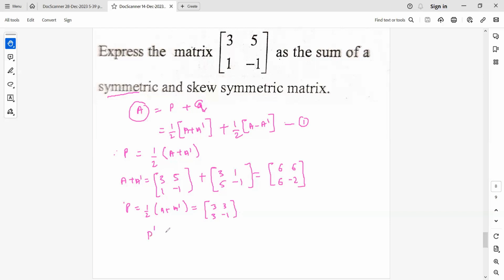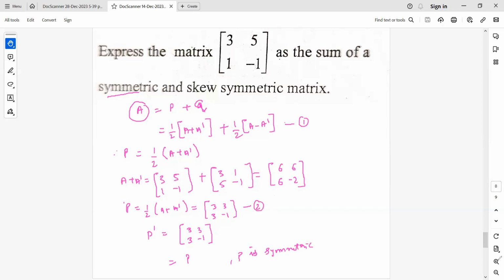So we are finding P dash here. P dash will be the transpose of this, converting rows into columns, so it will be [3 3; 3 -1]. This is P dash, and when you compare it with matrix P, the matrix P dash and matrix P are the same. So you need to write: P is symmetric. You can consider this as equation 2.